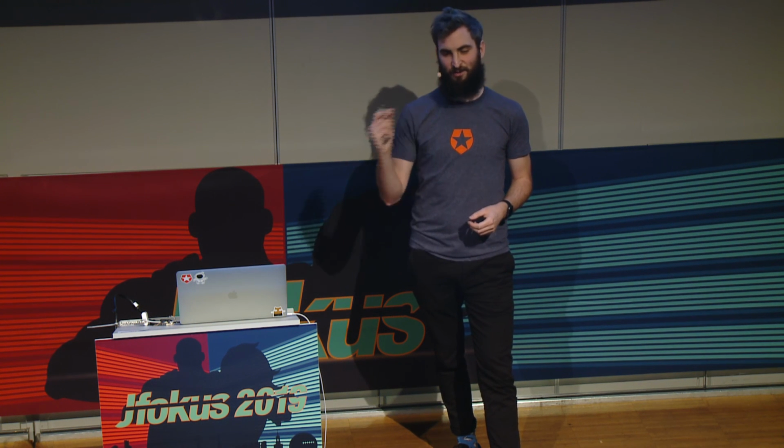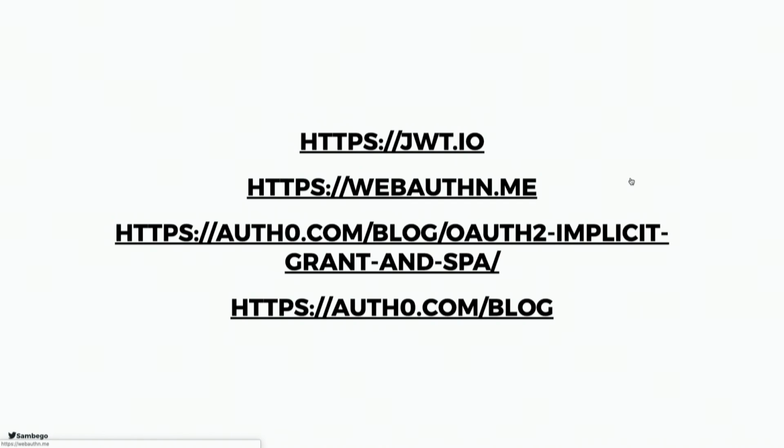JSON Web Tokens consist of three parts: the header, the payload, and a signature, which then proves that it's a valid JSON Web Token. And in the future, we can use web authentication, aka a little USB drive or your fingerprint or whatever, to authenticate on the internet. There are a few resources: JSONWebTokens.io, webauthn.me, a little blog explaining what's going on with the implicit flow with OAuth, and then our blog as well, which has a ton of information about authentication.